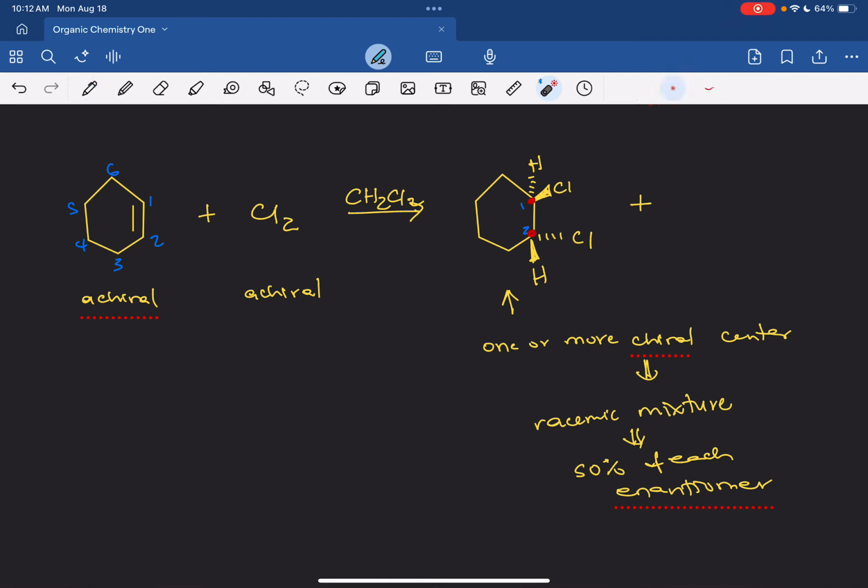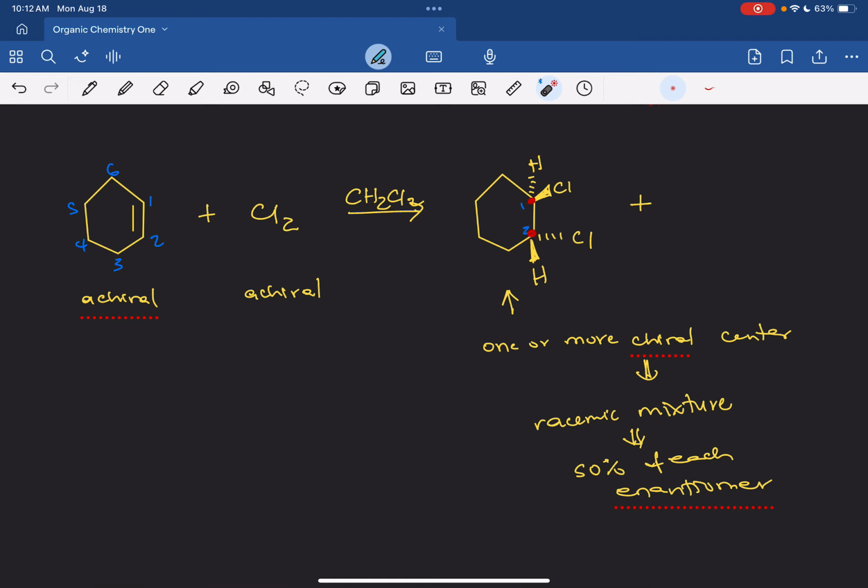Remember, a chiral center is an atom that has four single bonds that are different. This is different, this is different, that's different, this is different. So we have two chiral centers, same thing here. What's bonded here is a Cl, a hydrogen, then this group, then that group. Four different groups on carbon 1 and on carbon 2. So I have two chiral centers here.